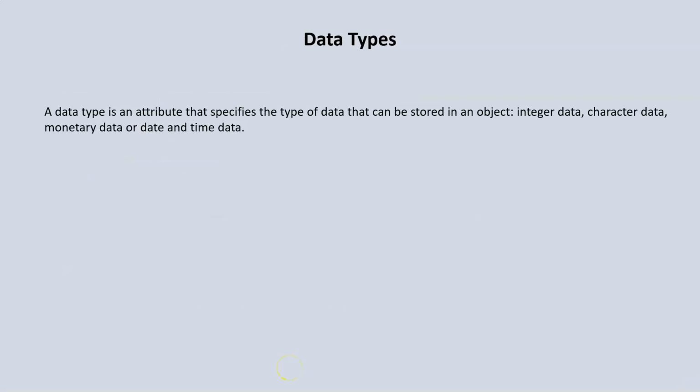A data type is an attribute that specifies the type of data that can be stored in an object. This could be integer, a character data, monetary data, or date and time data. In SQL, we have three main classifications of data types. We have the numeric data type, which stores information about integers or numbers. We have the string data type that stores information about characters. We have the date types that stores information about date and time.